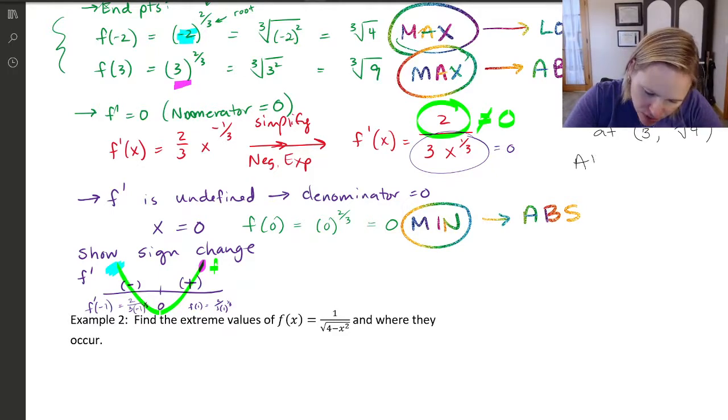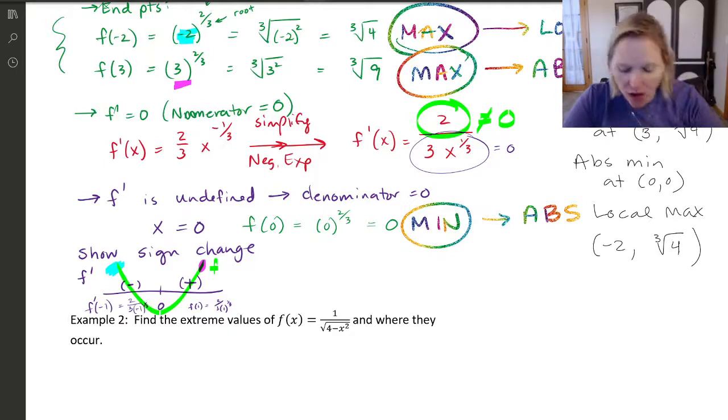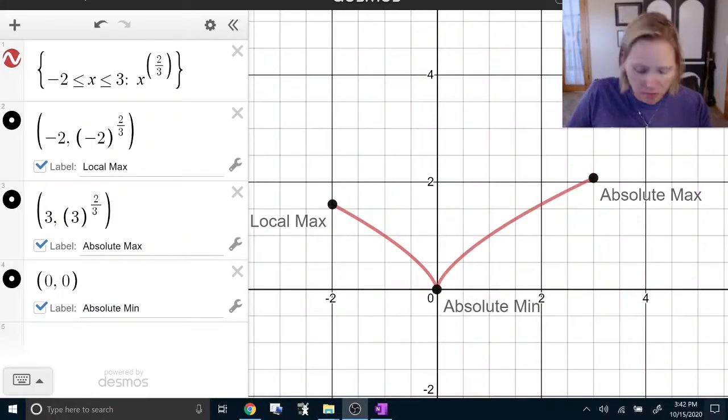I have an absolute min at (0, 0), and I have a local max at negative 2 cube root of 4. Now, all this was done with no calculator. And if we look at the graph, we can kind of confirm our results. So here we are, evidence that everything I'm telling you is true.